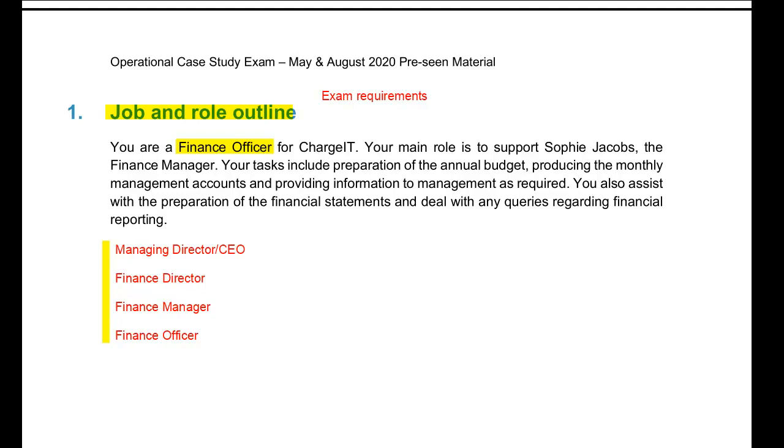Well, essentially understanding the place that a finance officer sits within an organizational hierarchy is crucial to understanding the level of tasks that you will face within this role in your exam. So as a finance officer operating at the lowest level of this organizational hierarchy, your focus is going to be on the operational side of things.